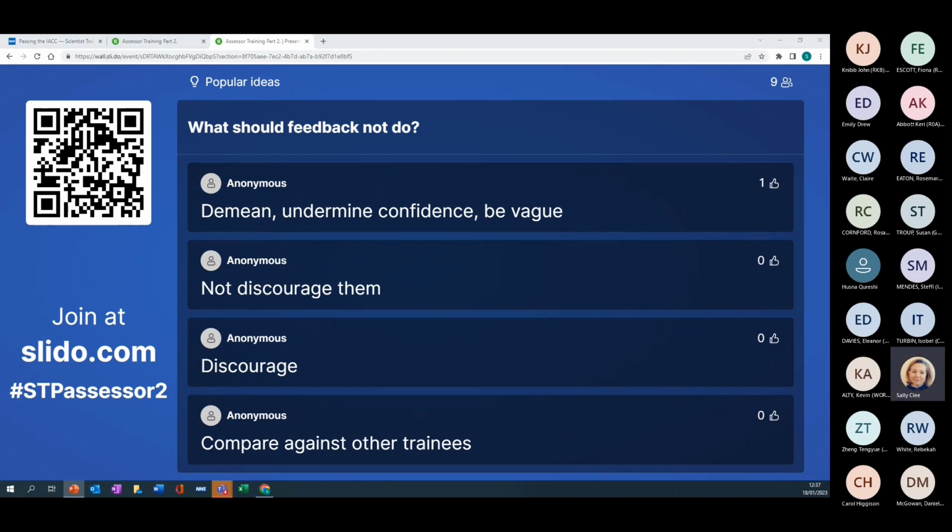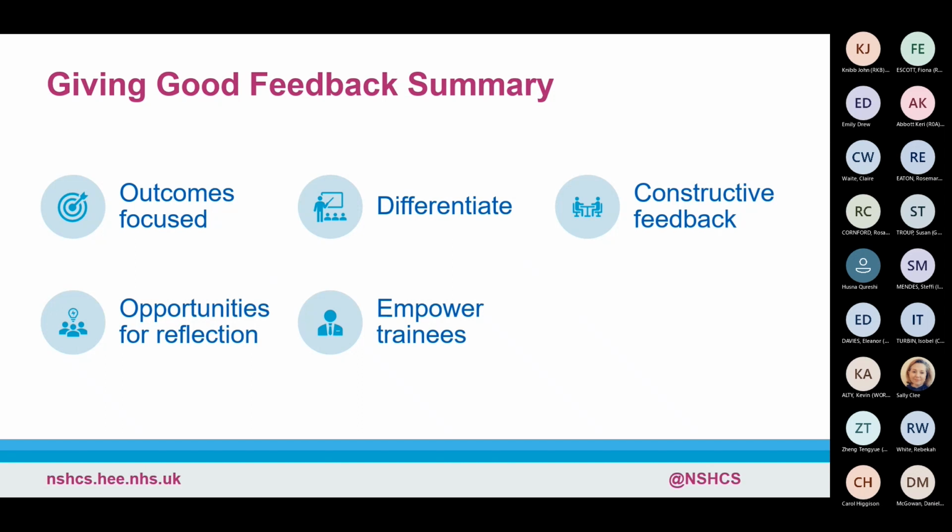So let me bring this back up. So in summary then, when we're giving good feedback, it needs to be outcomes focused. So it needs to be linked back to the expected outcomes of that assessment. It needs to be differentiated, because if it's just, here's the feedback that we would give if it was a pass, and here's the feedback statements that we'll give if it was a fail, it loses its impetus then. And to a certain extent, you could argue that it's no point having the feedback in the first place if we're just going to do a cut and paste exercise.